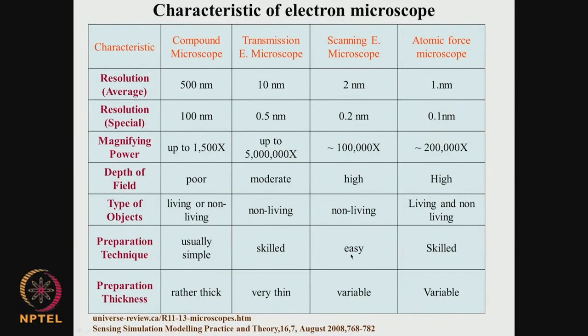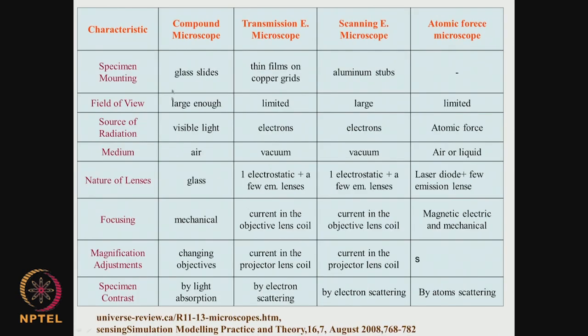Preparation technique, compound microscope it is very simple, scanning electron is simple, whereas for TEM and atomic force we need very skilled operation. Preparation thickness, okay. Compound microscope we can have very thick, TEM we can go down to very thin surfaces, the other two, scanning and atomic, we can have reasonably thin or thick surfaces. Specimen mounting, compound microscope has to be on a glass slide, TEM may be on thin films on copper grids, scanning can be aluminium or carbon and so on. Field of view, compound it's large, transmission is limited, scanning large, atomic force is also very limited.